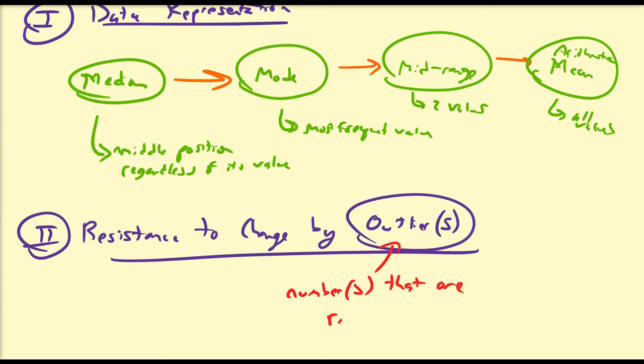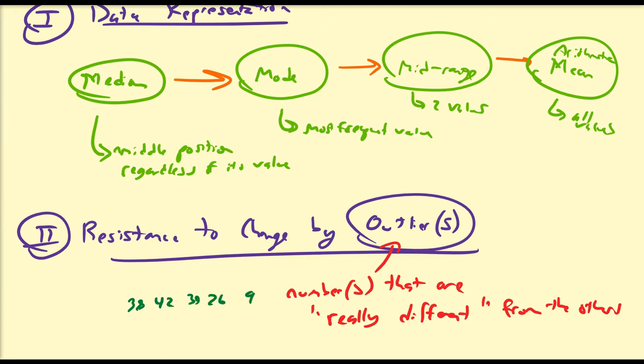are really different. That's a subjective term, which will solidify a little bit later, but it's really different from the others. So for example, if you have test scores like 38, 42, 39, 26, and 97, we would most likely classify this 97 as an outlier because the rest of the data points are extremely far from it.